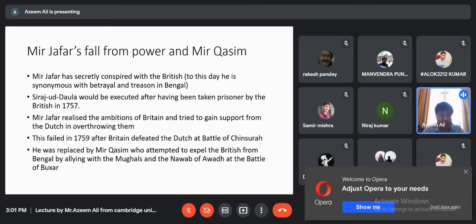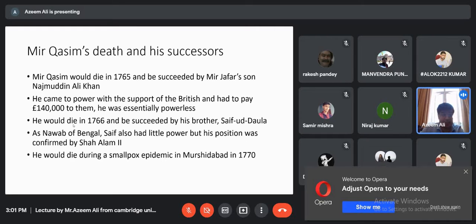And Mir Jafar realized the ambitions of Britain and tried to gain support from the Dutch in overthrowing them, but this failed in 1759 after the Dutch were defeated. Britain defeated the Dutch at the Battle of Chinsura. Mir Jafar was replaced by Mir Qasim, who attempted to expel the British from Bengal by allying with the Mughals and the Nawab at the Battle of Buxar. But this failed, and Mir Qasim was succeeded by Mir Jafar's son, Najmuddin Ali Khan.